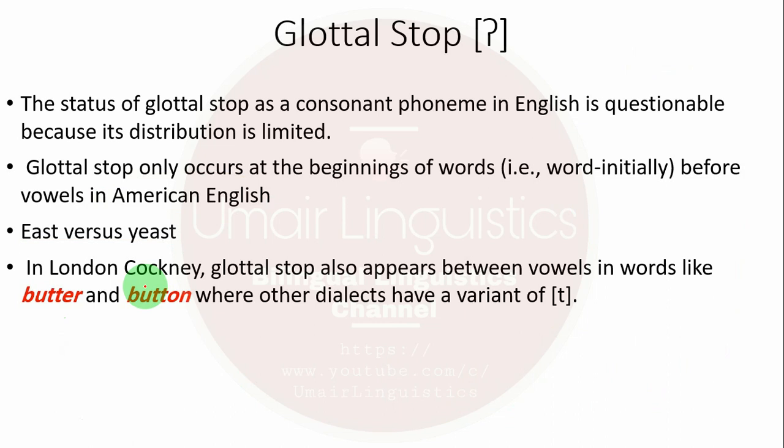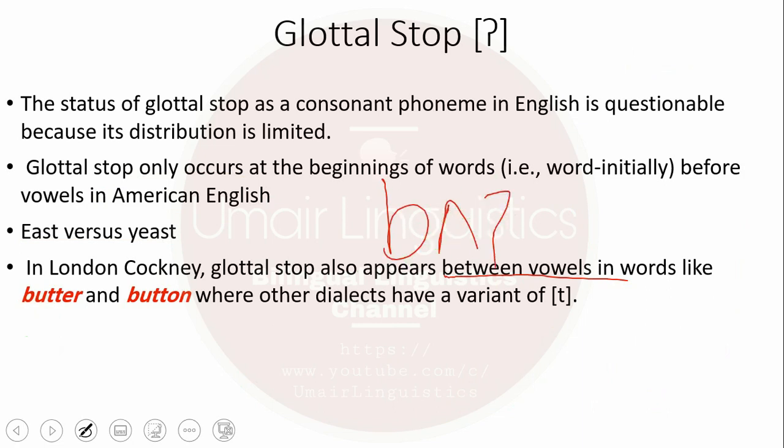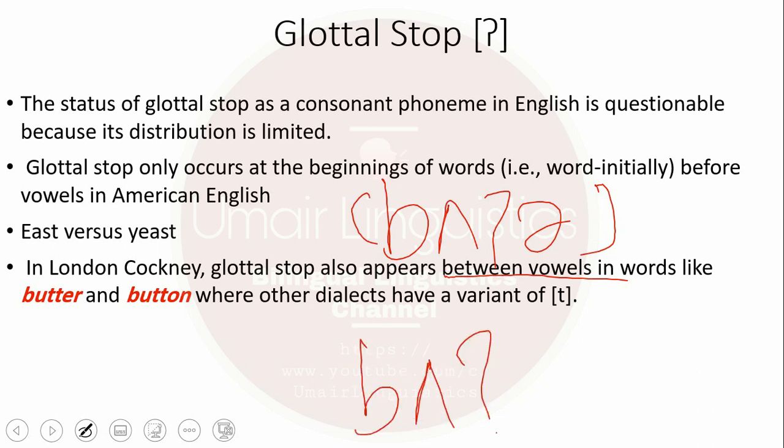Then in the London Cockney accent, the glottal stop appears also between vowels in words. For example, burden. So they pronounce it like bah. R is usually not pronounced at the end, and instead of saying burden, they say it like bahan.